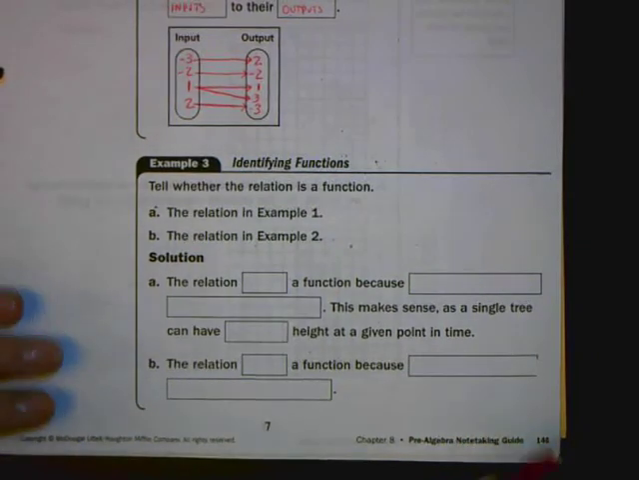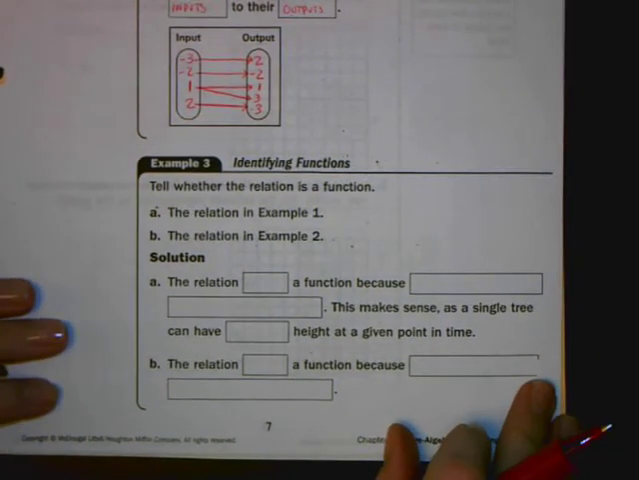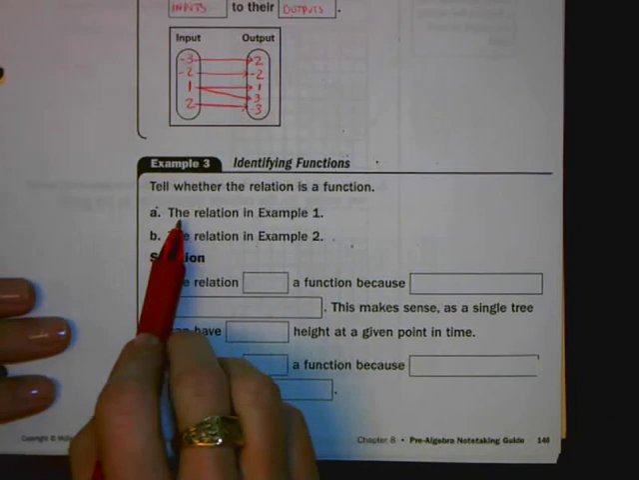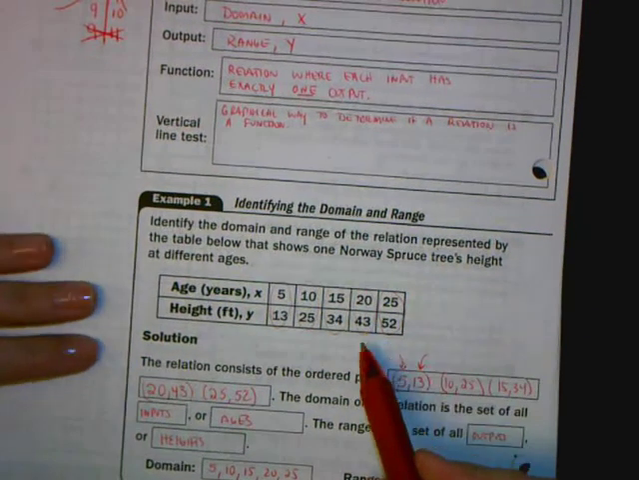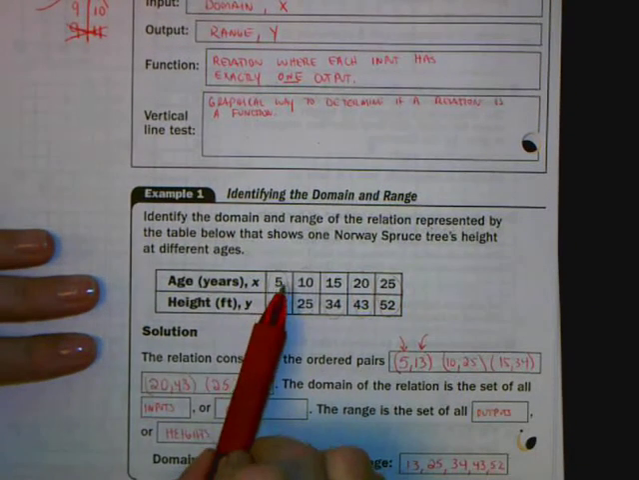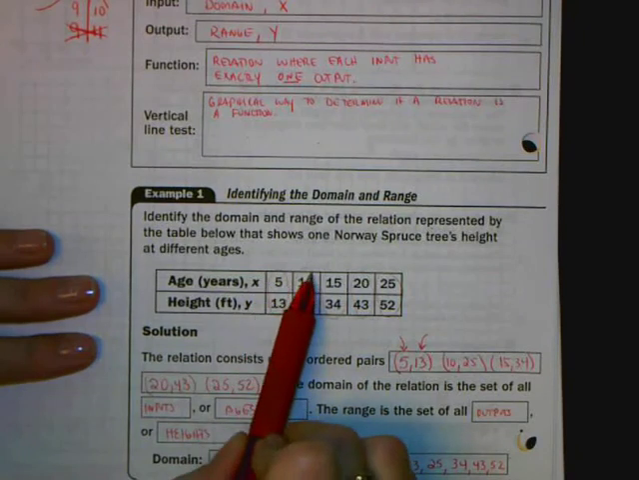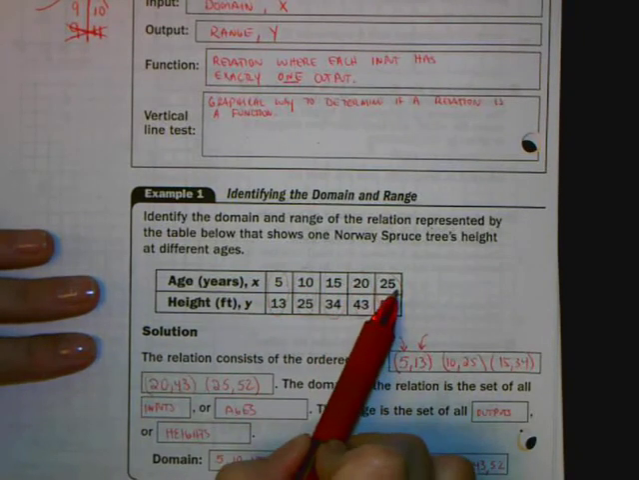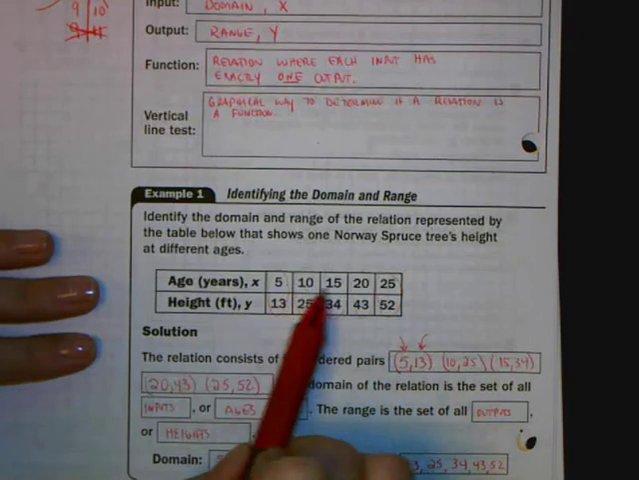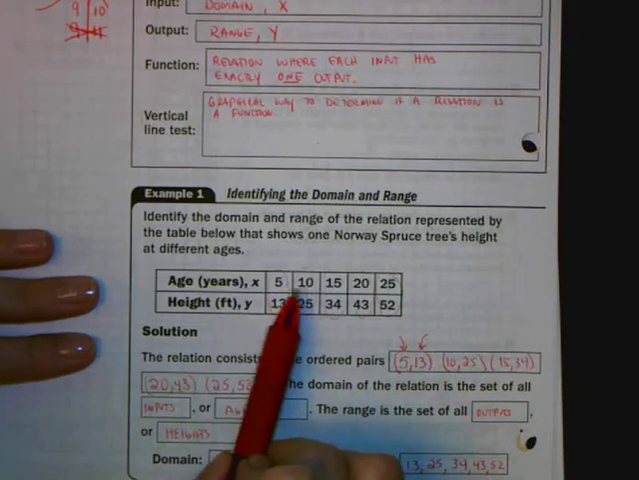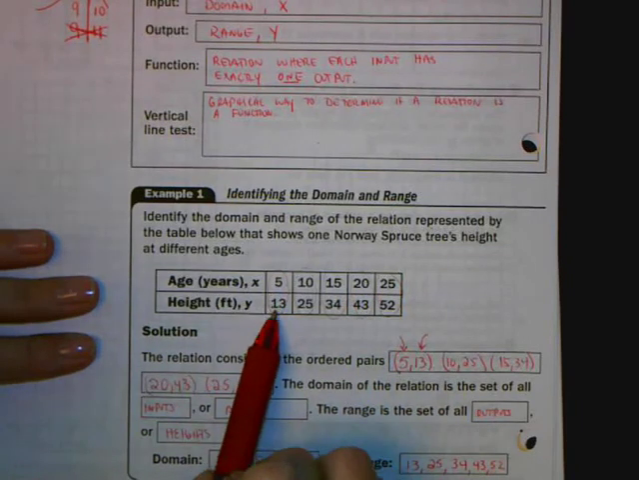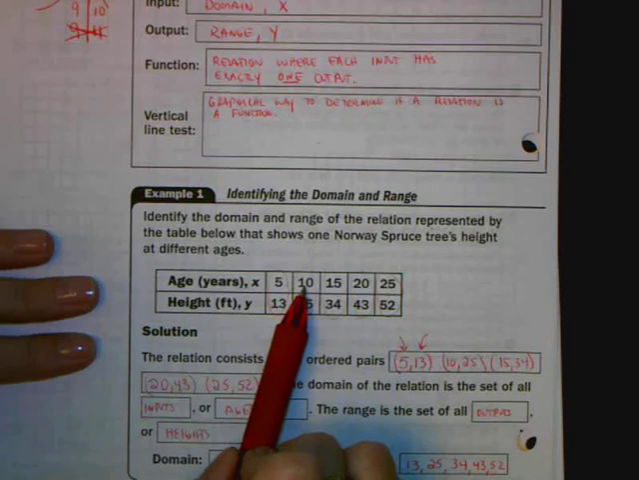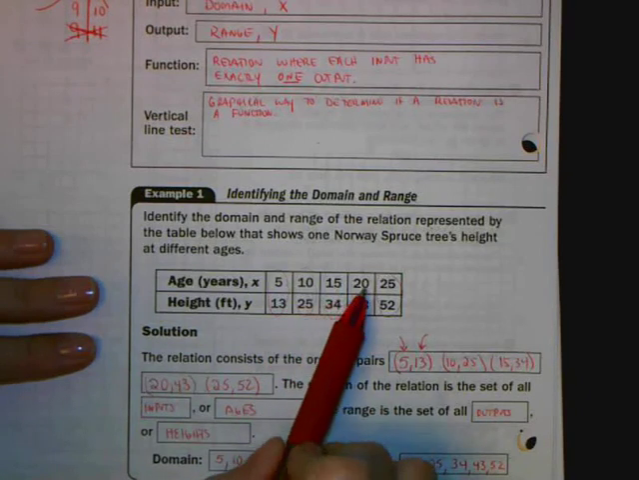Next, we're going to try and identify whether a particular relation is a function. So in this one, it says, let's look at the relation in example 1. So let's flip back to example 1. In this example here, is there ever a case where we put the same number in twice and get different numbers out? It doesn't look like there is, because here there's no time where we put the same input in twice. The input of 5 has exactly one output, it's 13. The input of 10 has exactly one output, 25, etc.